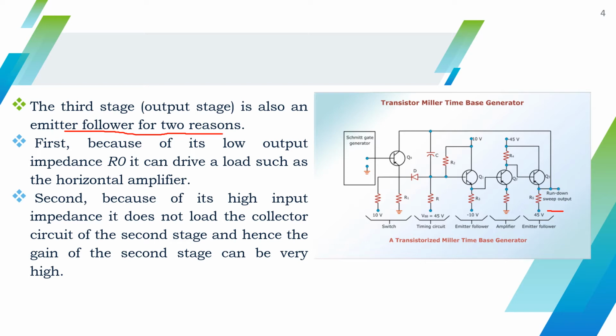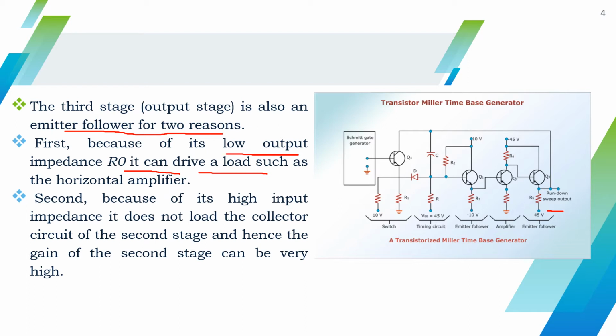The characteristics of an emitter follower are high input impedance and low output impedance. This low output impedance R0 is useful for driving loads such as the horizontal amplifier in CROs. Generally, the output of this circuit is a sweep waveform or a sawtooth waveform, which is used as an input to the horizontal amplifier in CRO, which controls the motion of the electron beam.